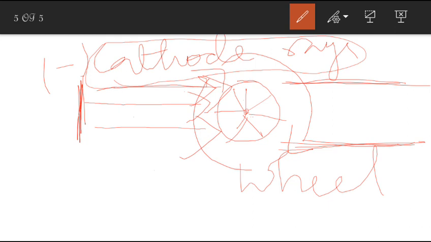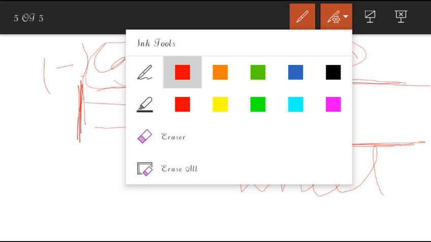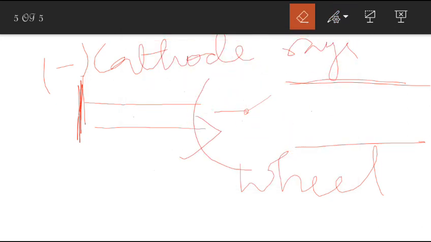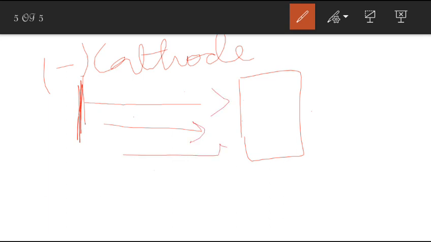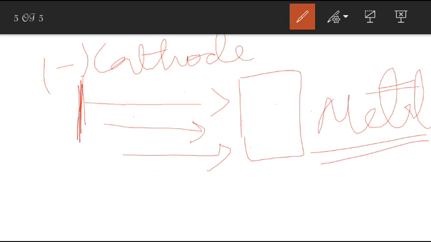Number third property is that the cathode rays produce heating effect. For instance, if we place a metallic substance in the path of the cathode rays, when these cathode rays strike this metal, after some time it will become hot. That means cathode rays produce heating effect.